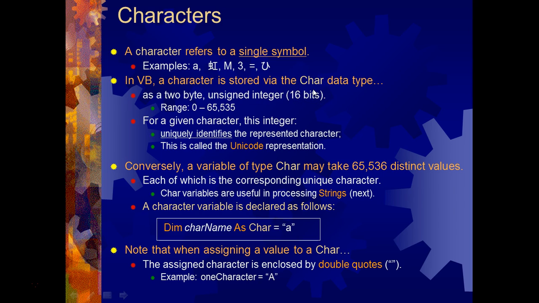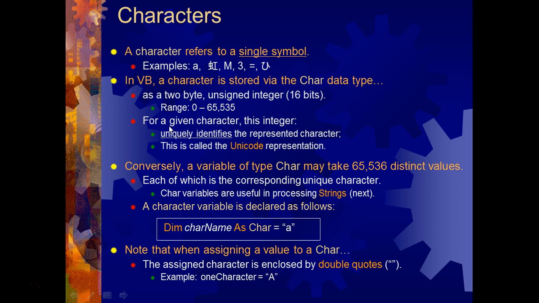I don't know how that's pronounced, but I pronounce it Char data type as a 2-byte unsigned integer. That's kind of weird, but it's stored as an integer, 16 bits. So it's 2 bytes, so it's 16 bits. And the range, if it's 2 bytes, would be this. So for a given character, this integer uniquely identifies the represented character. This is called the Unicode representation.